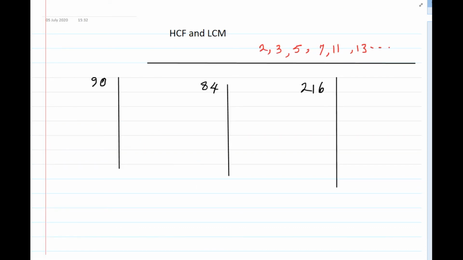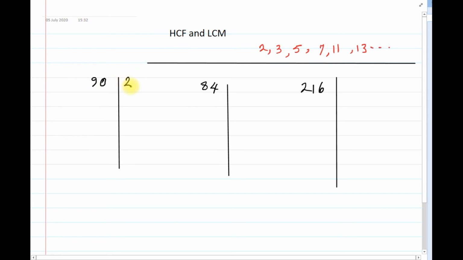Now we will look at a slightly more complicated problem. Not complicated, laborious, because there are 3 numbers. The numbers are slightly larger, but we will try and show how to get the HCF and the LCM of 90, 84, and 216. So 90, is it divisible by 2?